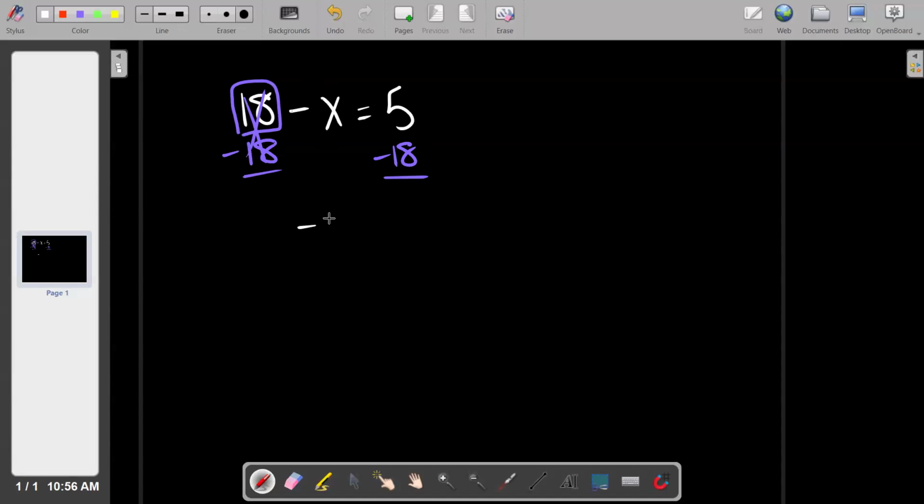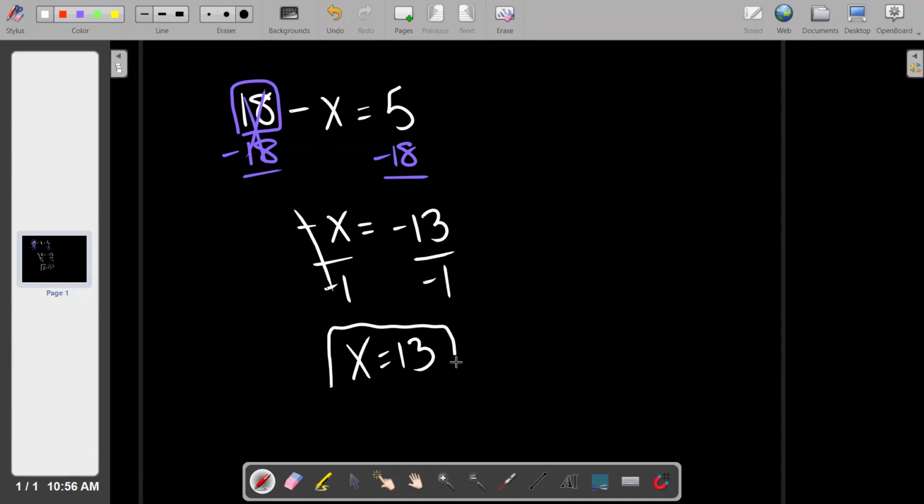So we're going to bring down negative x equals, what's 5 minus 18? Negative 13. And then how do we finish the job? Right. Divide both sides by negative 1, which gives you x equals positive 13. So make sure you're comfortable with that process, right?